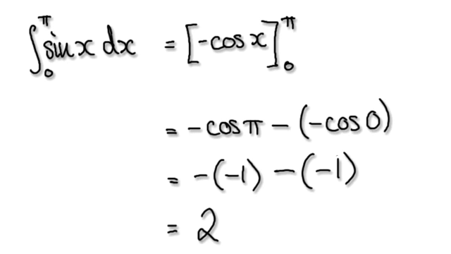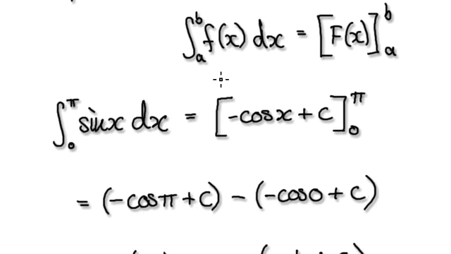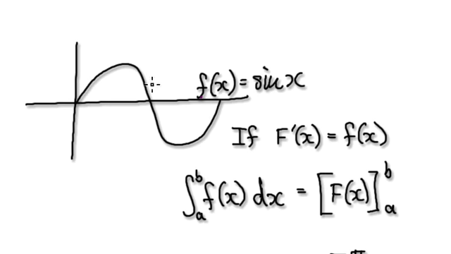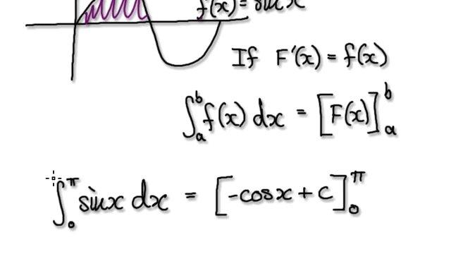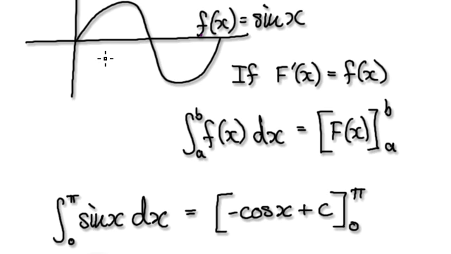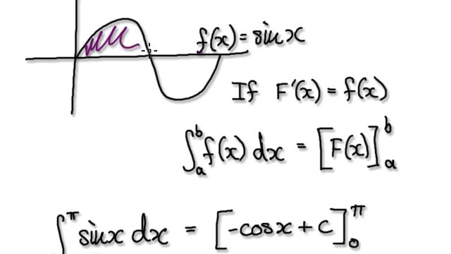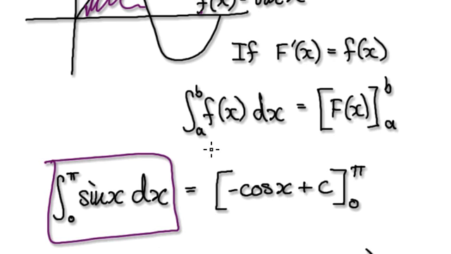Hang on, sorry. So remember, this area here can be written as this, from 0 to pi. So this area here can be written as this. So that area is equal to this thing here.